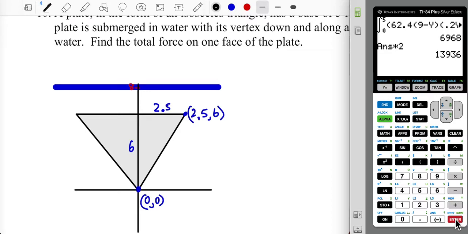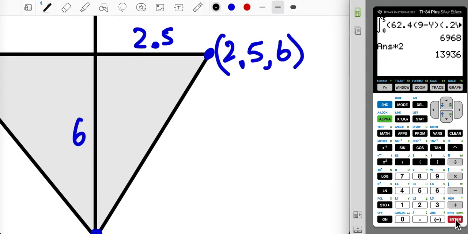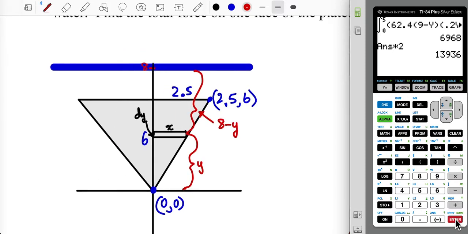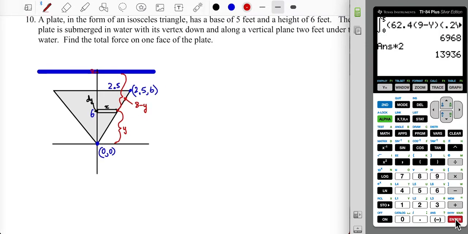So my arbitrary rectangle again is going to have a thickness dy, a length of x, its distance below the surface is going to be related to its distance above the x-axis. Distance above the x-axis is y. Distance below the surface would then be 8 minus y. Now, that length, we can go a couple of different ways here. We could find the difference between two equations. Because it's isosceles, it's basically an absolute value function, where you have a positive slope and a negative counterpart to that slope. Or we could do what we did before and just double it.